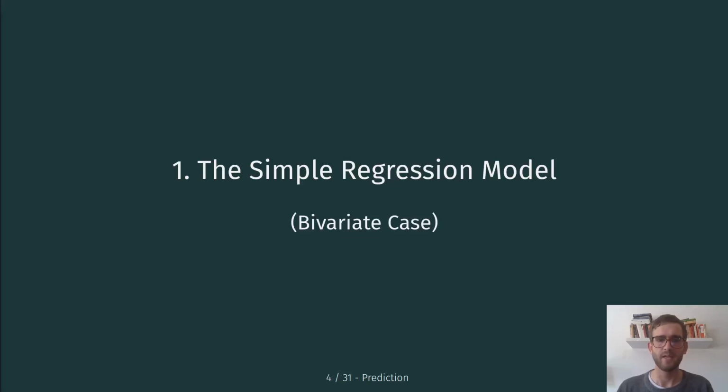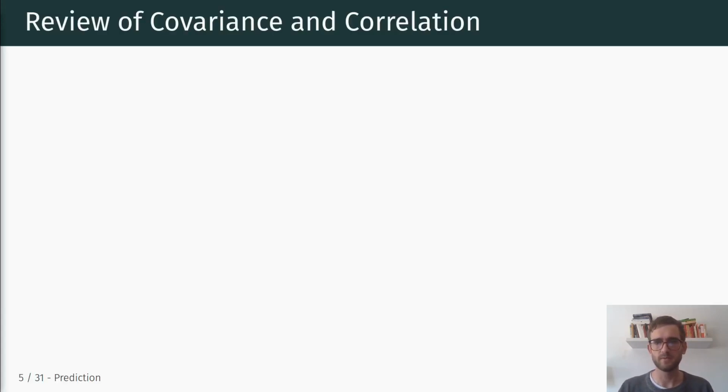Hey everyone. In this video, I'm going to walk you step by step through the math to derive the OLS estimator in the bivariate case. So in the simple case where we have one dependent variable and one independent variable. But before we get to that, I just want to review some important concepts of covariance and correlation that we already talked about in previous lecture videos and that you've already encountered in the book as well.